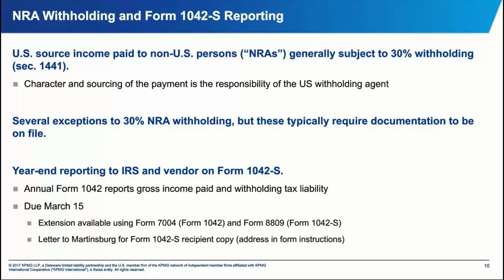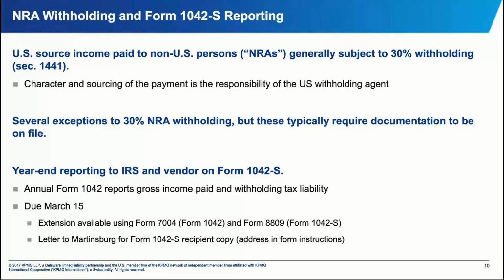So I mentioned the starting point for this 1441: it's U.S. source income, statutory 30% rate of withholding. The character and the source of the payment is the responsibility of the withholding agent. There are mandatory presumption rules in the regulations that say if you're not able to reasonably determine the source, it's going to be presumed to be U.S. source, which means you're going to have withholding at that maximum rate.